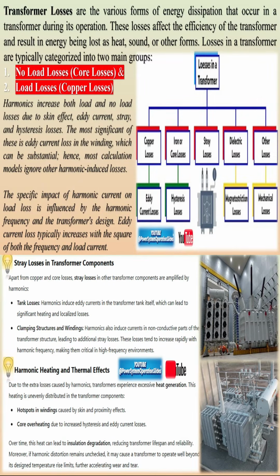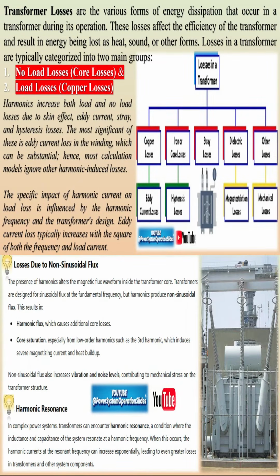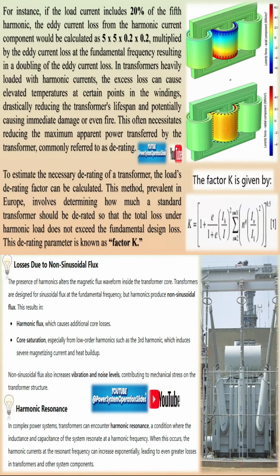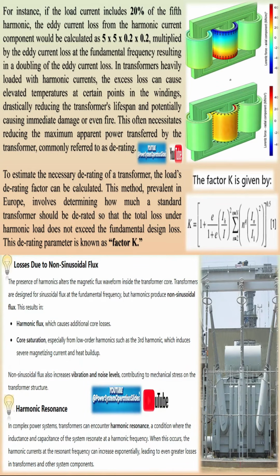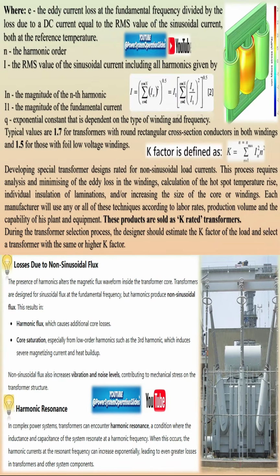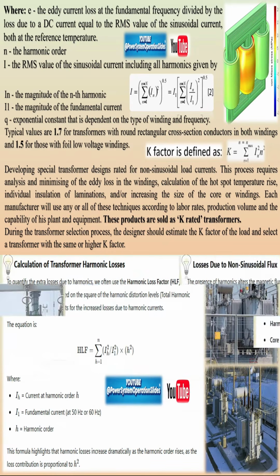Copper losses, or load losses. These losses occur due to the resistance of the transformer windings when current flows through them, typically under load conditions. Copper losses vary with the load on the transformer. I-squared R losses, or winding resistance losses, are caused by the electrical resistance of the transformer windings. Proportional to the square of the current. I-squared R losses vary with the load current. Higher loads result in higher copper losses.